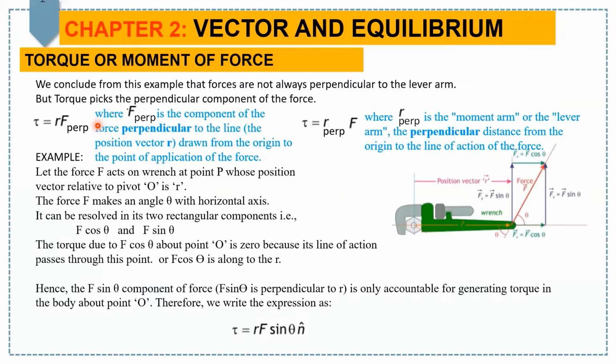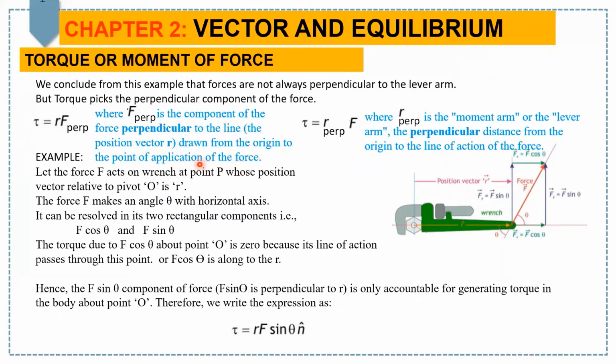In case we are resolving the lever arm into its components, we have the formula tau equals r perpendicular F, where r perpendicular is the moment arm or the lever arm, the perpendicular distance from the origin to the line of action of the force. And in case we are taking F perpendicular, then we have tau equals r F perpendicular, where F perpendicular is the component of the force perpendicular to the line drawn from the origin to the point of application of the force.